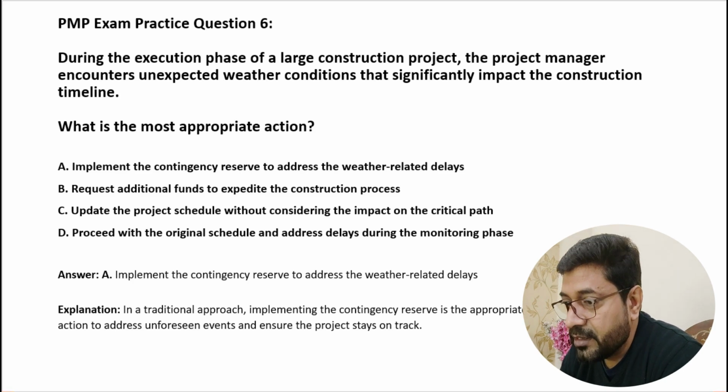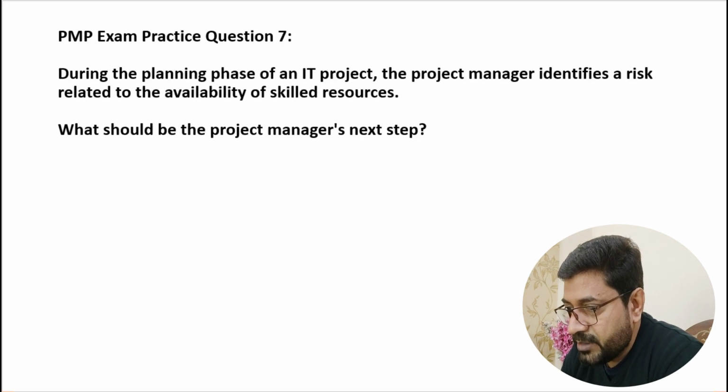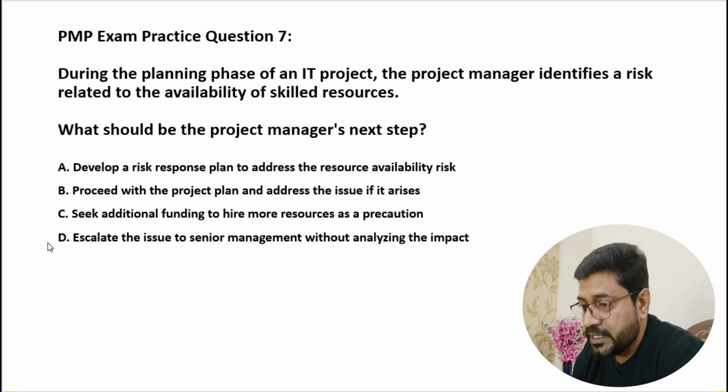Let's go to question number 7. Question number 7 says, during the planning phase of an IT project, the project manager identifies a risk related to the availability of skilled resources. What should be the project manager's next step? Okay, great. Let's look at the options. So here are the options.